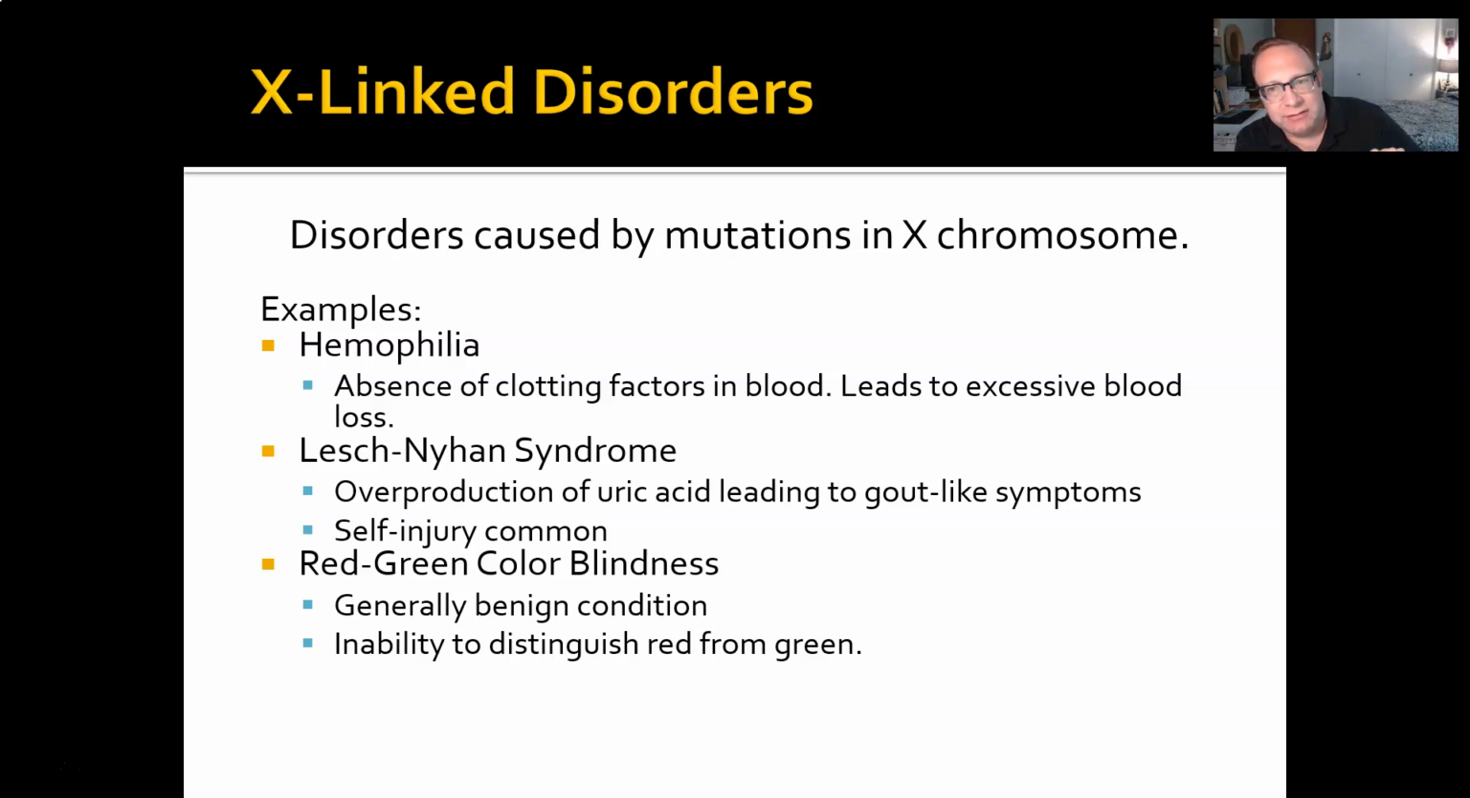Examples of X-linked diseases. When you have an allele that causes a disease that happens to be on the X chromosome, the disease pattern is really interesting. Some common examples: hemophilia, which is the absence of clotting factors. It can cause varying levels of blood loss depending on how severe the disease is. Lesch-Nyhan syndrome, red-green color blindness. Okay, these are all examples.